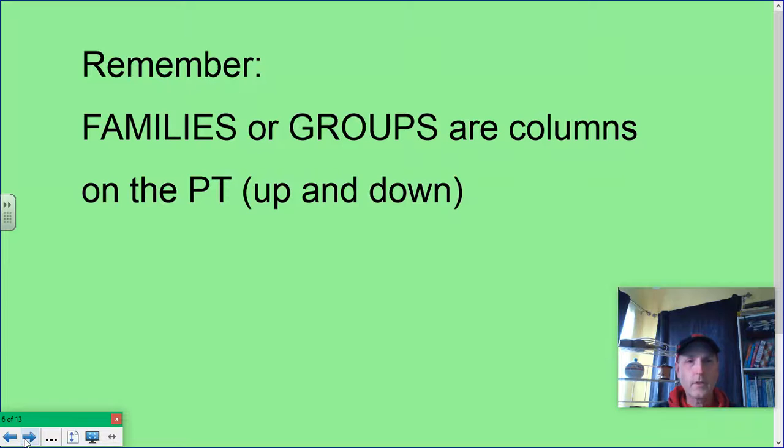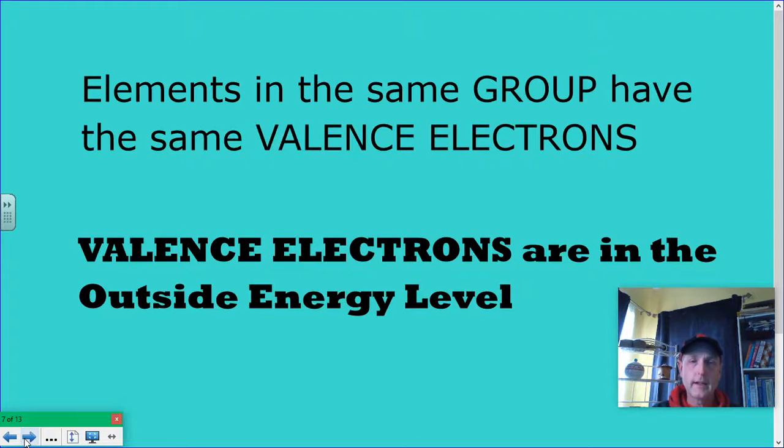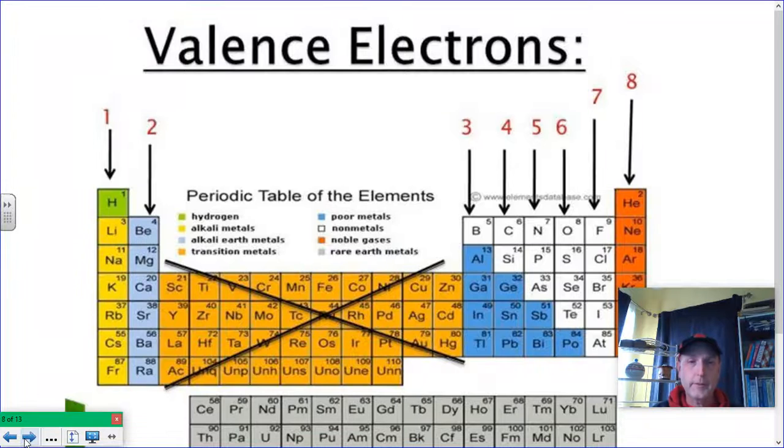That's how that works. Remember, a family or group is a column on the table, up and down. There are 18 families or groups. And remember, elements in the same group or family have the same number of valence electrons. And valence electrons are the ones in the outside energy level. Those are the special ones that do chemical bonding and chemical reactions and all that.